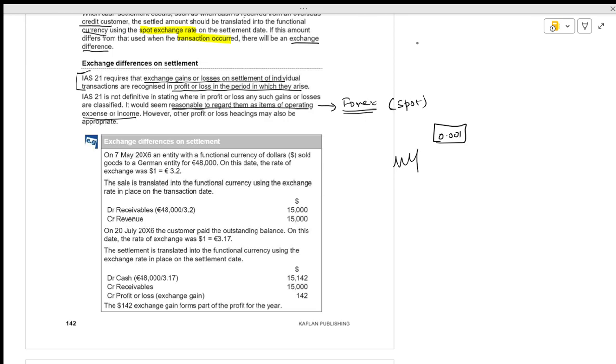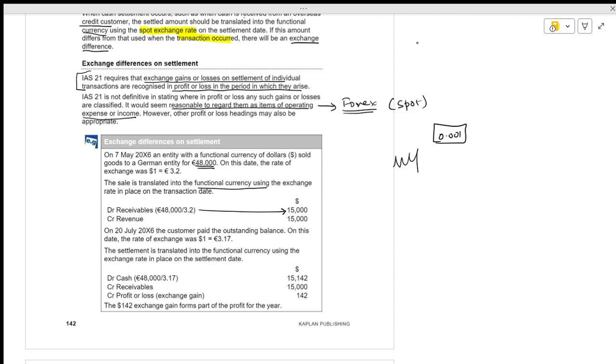On May 7th, a very small, specific example: goods were sold to a German entity for 48,000 euros. The rate of exchange is that for $1 you get 3.2 euros. The sale is translated into the functional currency, dollars, using this exchange rate. How many dollars are you getting if you are receiving 48,000 euros at $1 equal to 3.2 euros? You are getting $15,000.